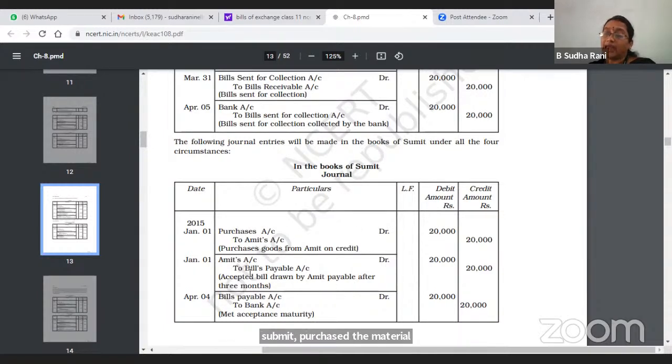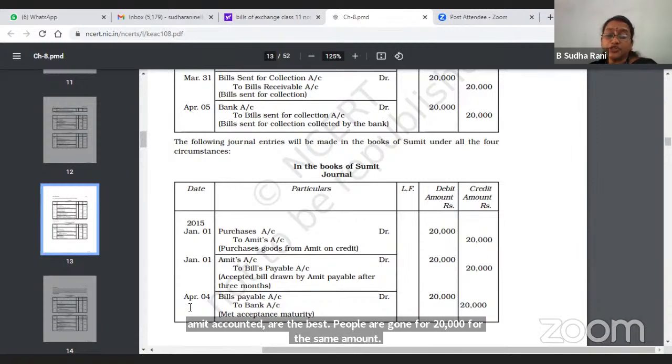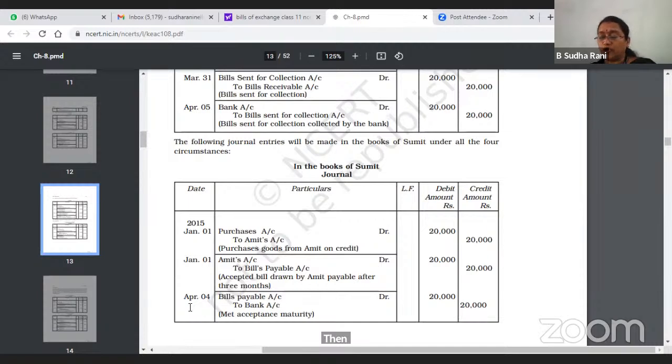Next, he accepted the bill. For that, on the same date, Amit account debit to bills payable account for the same amount, 20,000. Then on the maturity day, that is April 4th, bills payable account debit to bank account, because he took back his bill and his money went out. So bills payable account debit to bank account. These are the only 3 entries we will get.